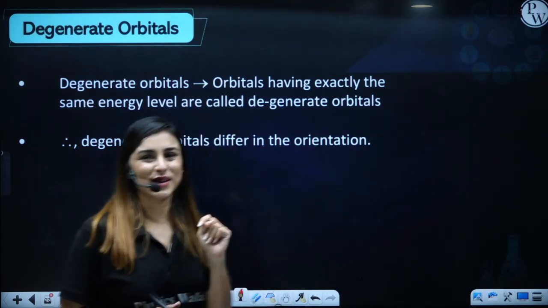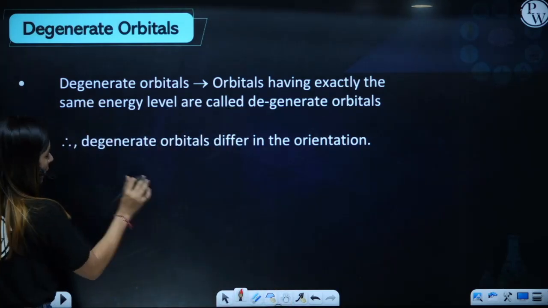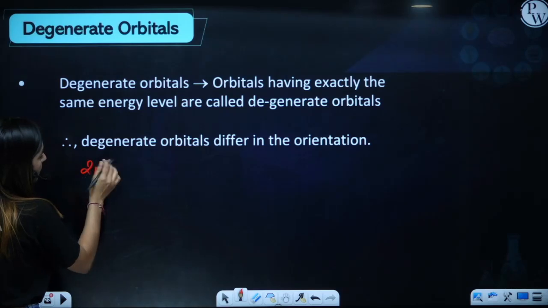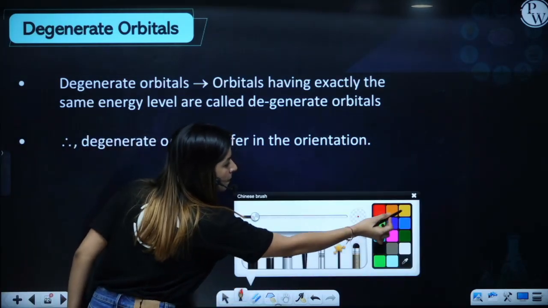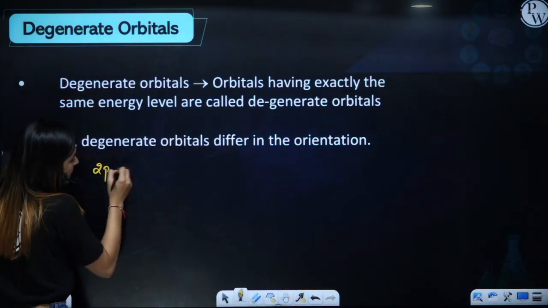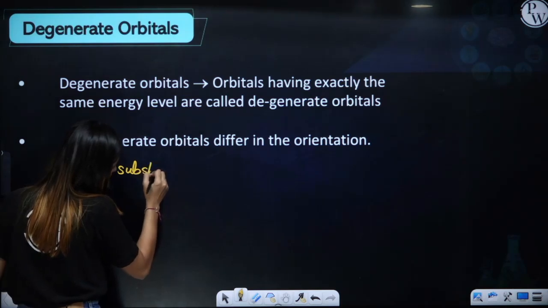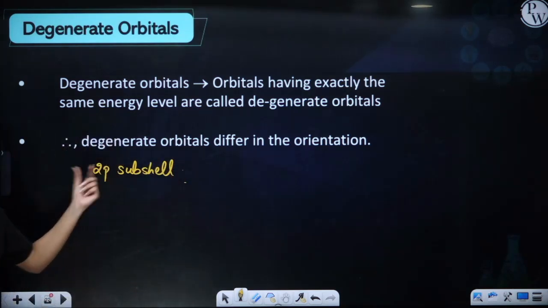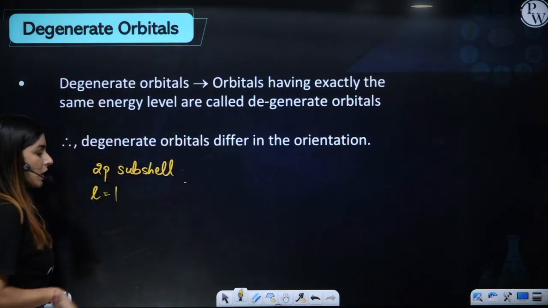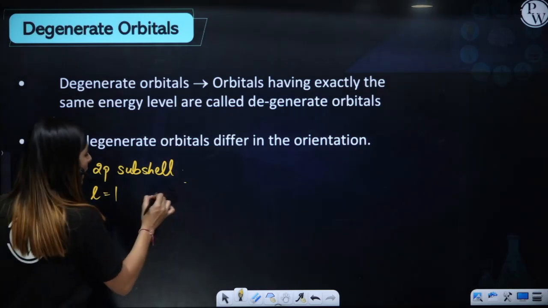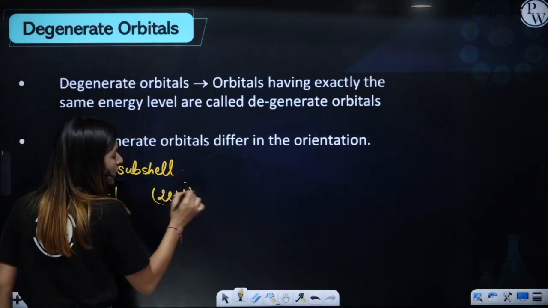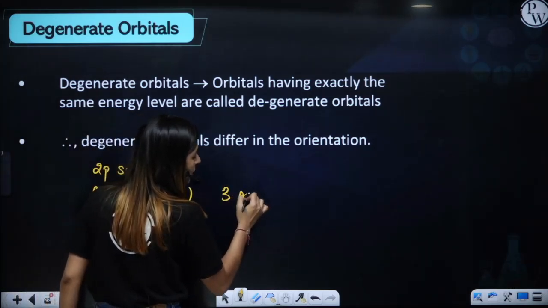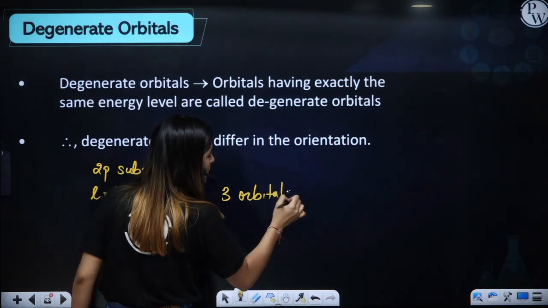Now, I am going to give you an example. My dear students, if I talk about 2p, I'll use the yellow pen. If I talk about the 2p subshell, you'll say in the 2p subshell, l is equal to 1. So, ma'am, l equal to 1 has 2l plus 1 orbitals, which means you will have 3 orbitals. What are the 3 orbitals, my dear students?